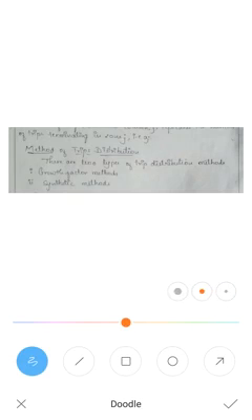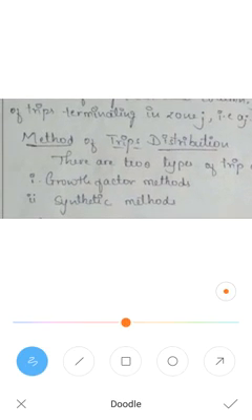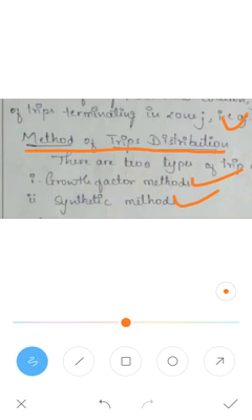Next is the method of the trip distributions. In this method of the trip distributions, there are various methods. Majorly there are two types of trip distribution methods. One is the growth factor method, and another is the synthetic method.